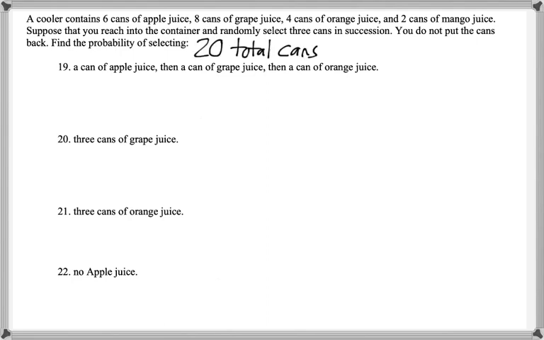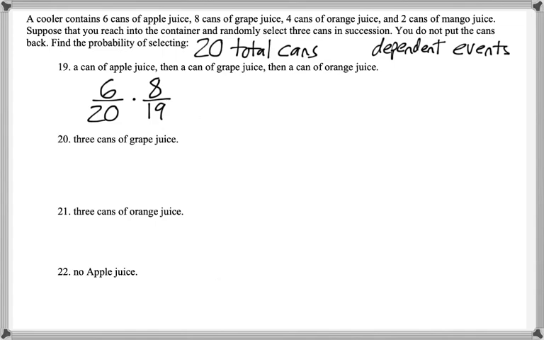So there are 20 total cans, and selecting one can does have an effect on the probability of selecting the next can. So these are dependent events. So the probability for apple juice is 6 out of 20. And then for grape juice will be 8 out of 19 because there are 8 cans of grape juice, but since we already took one can out, now there's only 19 cans left.